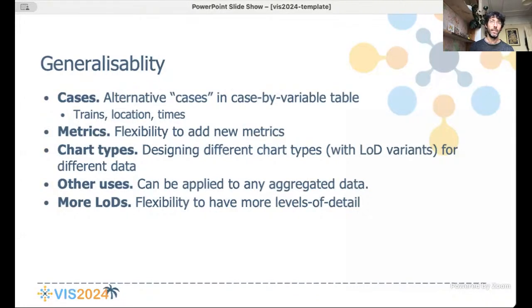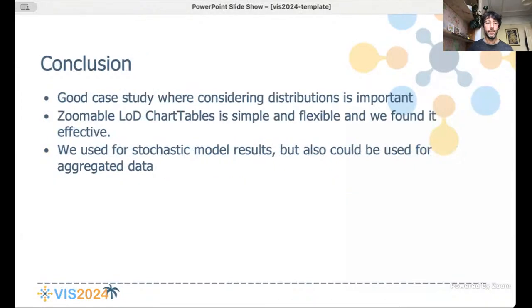We can design new chart types depending on composite or complex metrics, and each of those can have different levels of detail variance. We could also apply this not just to Monte Carlo model result data, but to any data that has an aggregated versus disaggregated form. You could use this approach. And you could also come up with more levels of detail if the glyphs can be presented at different levels of detail. So that's my conclusion, and I'd be happy to take any questions if there are any.